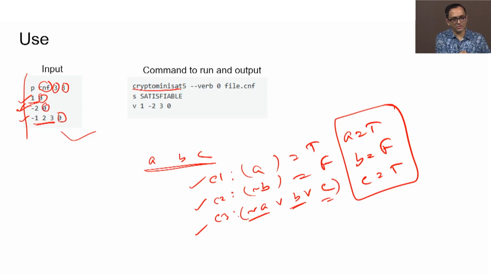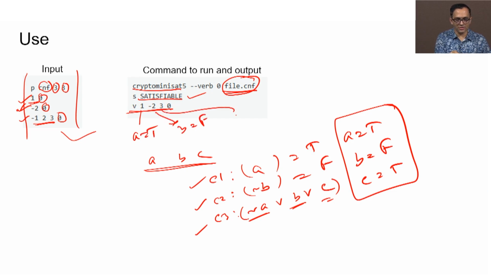Then if you run the CryptoMiniSat command with this file, let us say this input is stored in this file, it will say satisfiable because I already found it, and the solution it gives is basically this: this means A equal to true, this means B equal to false, this means C equal to true. This is the solution I identified. So the use is very simple. Any SAT solver you can just install, and if you can store your problem in CNF format, in this DIMACS format, you just give this file and it will give you the output. It is pretty easy to use, there is no difficulty, and installation is also really simple.